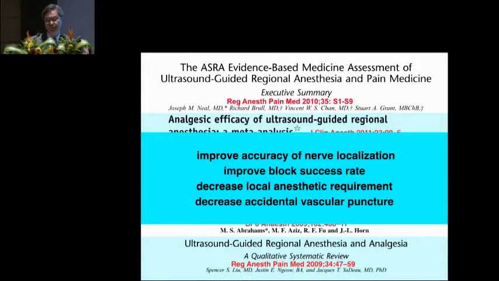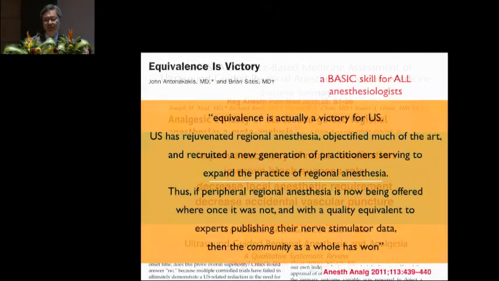Ultrasound can improve the accuracy of nerve localization compared to other nerve localization methods. It can improve block success rate. We don't really worry so much about block success anymore. It's not a 50% success rate. It certainly can decrease the local anesthetic requirement because of the improved accuracy. And finally, it can definitely decrease the incidence of accidental vascular puncture. So those are the advantages.